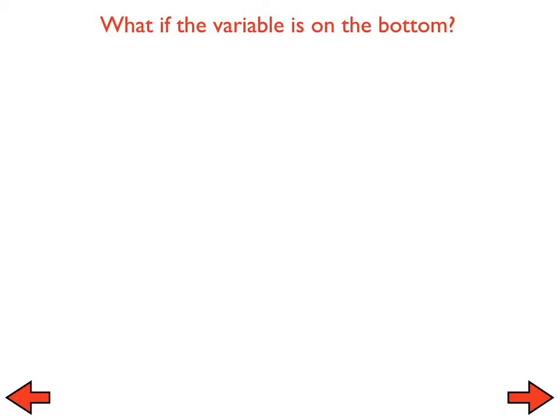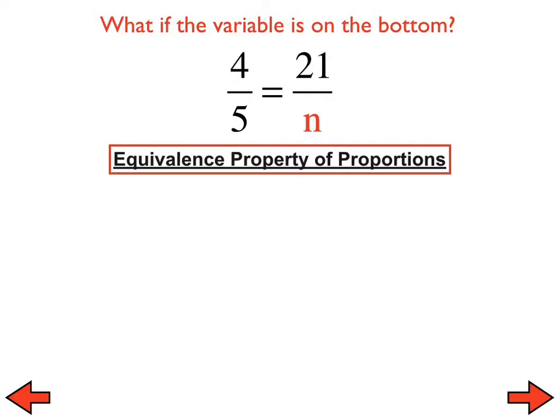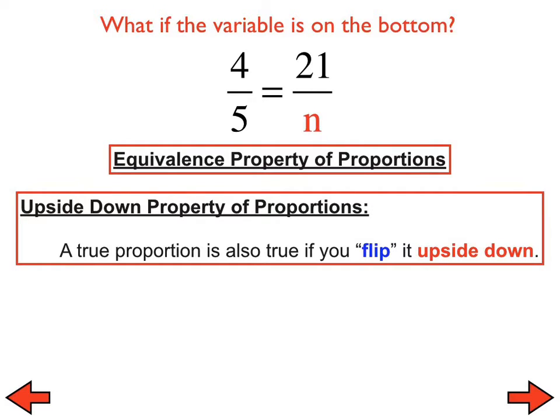So what if the variable is on the bottom? Now you can't multiply both sides, right? You can't cross cancel that way. So the way to fix this is to use an equivalence property. If I flip the entire thing upside down, it's still equal, right? The two sides are still even. If I put that on a scale, 4/5 is still equal to 21 over n. If I flip it upside down, it is still true. And this is on your notes. Go ahead and fill in the blanks there on the bottom in the box.